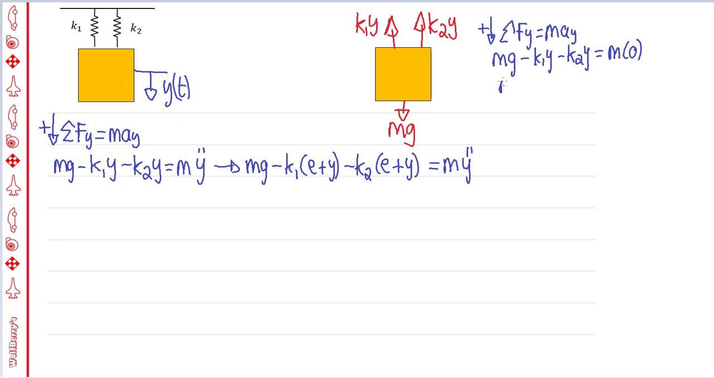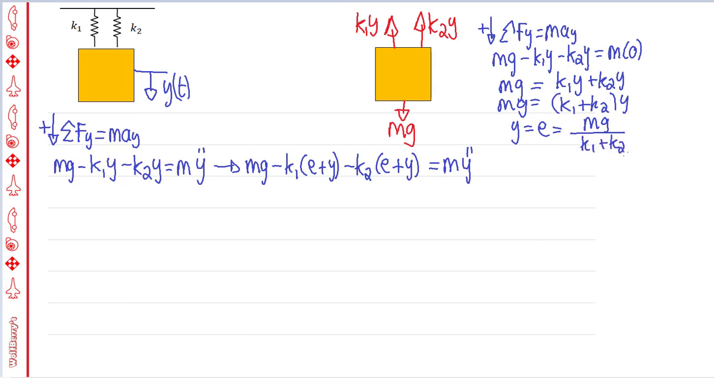From this equation you get mg equals k1y plus k2y. Let's take y as a common factor on this side. So we have k1 plus k2 all multiplied by y equals mg. Therefore, y, which is equal to the extension, just like in the previous example, is mg divided by k1 plus k2. We have to substitute this extension into our equation of motion. That will help us cancel the mg.